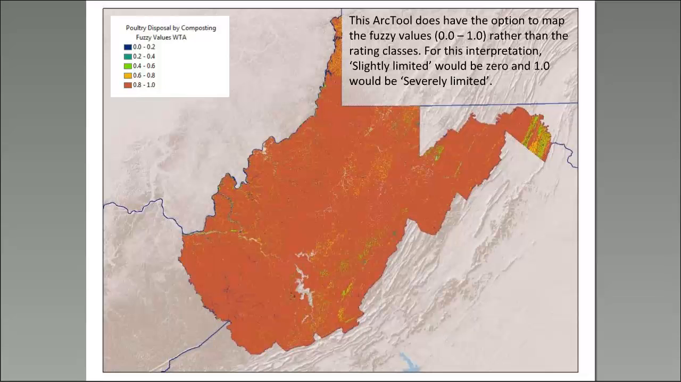This is the other option I was talking about. At the very beginning, before you execute the tool, there was an option to create a map based on the fuzzy values from the interpretation. So those would be values from 0 to 1 rather than those rating classes. For this interpretation, the slightly limited would be the zeros, and then the 1.0 would be severely limited. So this gives you some other options. In fact, if you wanted to, you could add more classes, break it up to 6 or even 10 classes to get a little more detail.